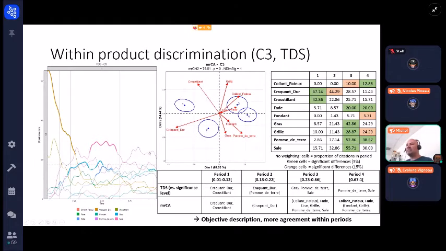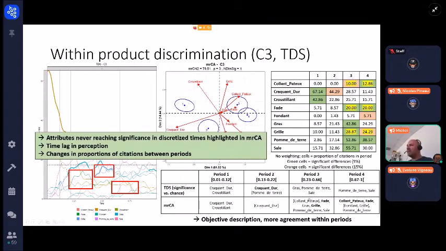If we visually inspect TDS curves and compare this conclusion to the results observed in this table, we can see very similar patterns between the significance level interpretation in TDS curves and the MRCA approach, except for a few descriptors, which are here insipid, rusted, sticky. Why do these descriptors stand out in MRCA and not in TDS curves? My supposition is that there is a time lag in perception. If you see the red squares, we can see here the insipid descriptor, here rusted, and here salty.